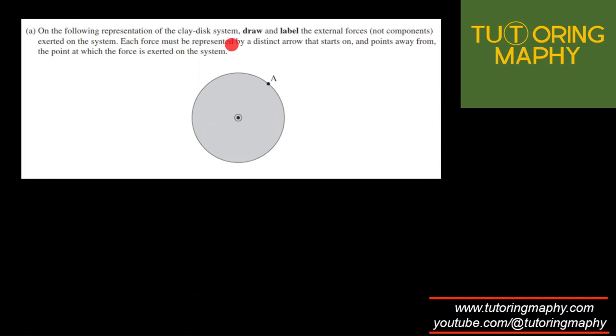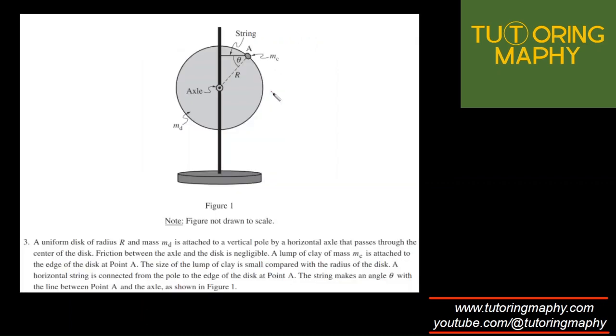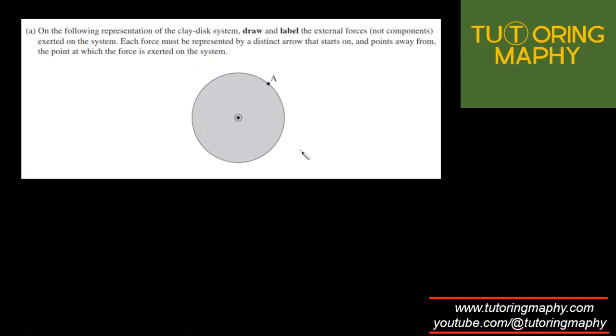On the following representation of the clay-disk system, draw and label the external forces, not components, exerted on the system. Each force must be represented by a distinct arrow that starts on and points away from the point where the clay has been kept. So we need to find the forces over here. The first force is definitely, and by the way, we need to show the forces on the system, not only at point A, right? So first, let's talk about the disk.